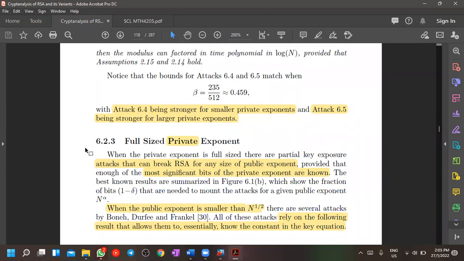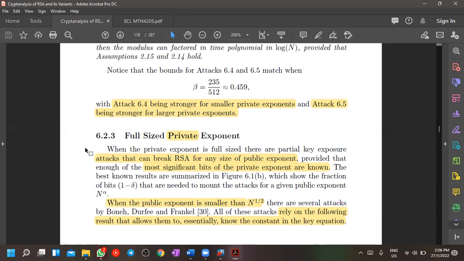When the private exponent is full size, there are partial key exposure attacks that can break RSA for any size of public exponent, provided that enough of the most significant bits of the private exponent are known. When the public exponent is smaller than n to the power of half, there are several attacks by Boneh, Durfee, and Frankel. All of these attacks rely on the following results that allow them to essentially know the constant in the key equation.